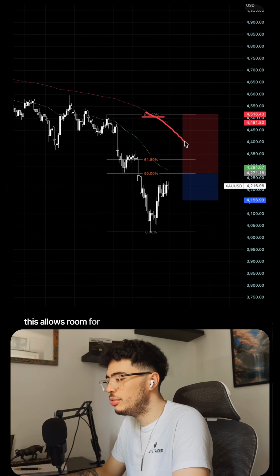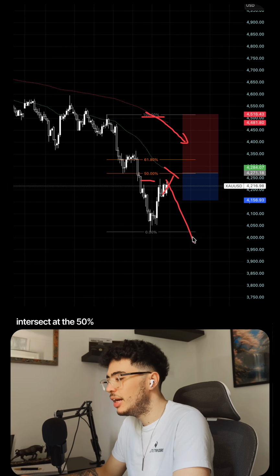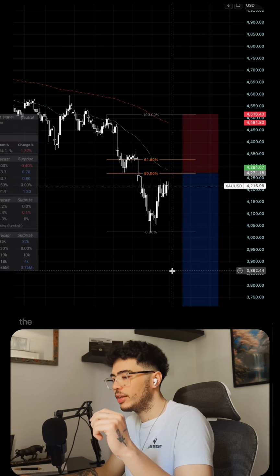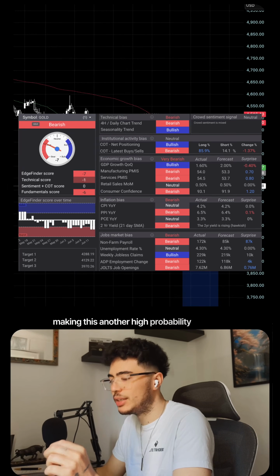This allows room for this 200 moving average on the H4. This allows price to then come up towards our 50 moving average, intersect at the 50%, and continue lower from that level. The Edge Finder is giving gold a bearish reading, again making this another high probability setup for this week.